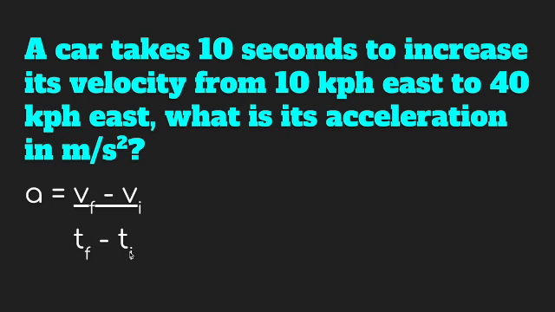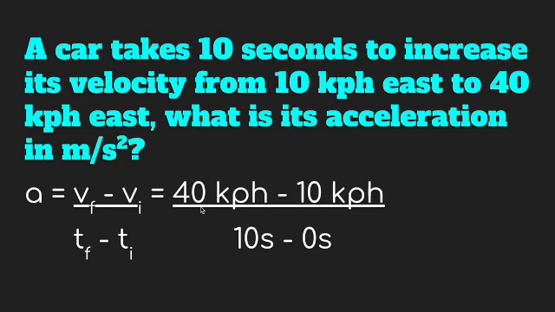Well, always write down our equation first, so make sure you copy that down. And then we look at the problem and we see, what are we going to plug into this? Well, our final velocity is 40 kilometers per hour minus our initial velocity, they do give us an initial velocity of 10 kilometers per hour. Now our final time is 10 seconds, and our initial time, since none is given, is assumed to be zero. So these are the numbers that should appear. 40 kilometers per hour minus 10 kilometers per hour over 10 seconds minus 0 seconds.